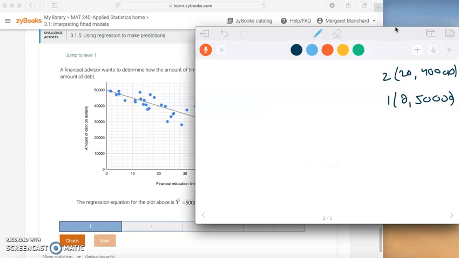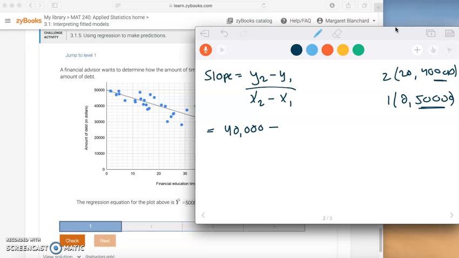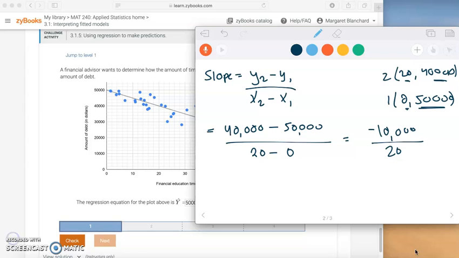So remember, our slope is our rise over run. That's going to equal y2 minus y1 over x2 minus x1. So here our y2 is 40,000 minus our y1, 50,000. Again, we already know right there that's going to give us a negative number, which matches up with the negative slope we're seeing. So then we have x2, 20, minus x1, 0. Then we have negative 10,000 over 20. And that gives us negative 500.